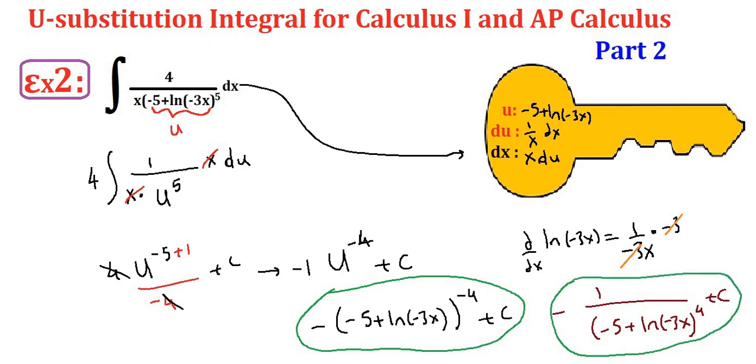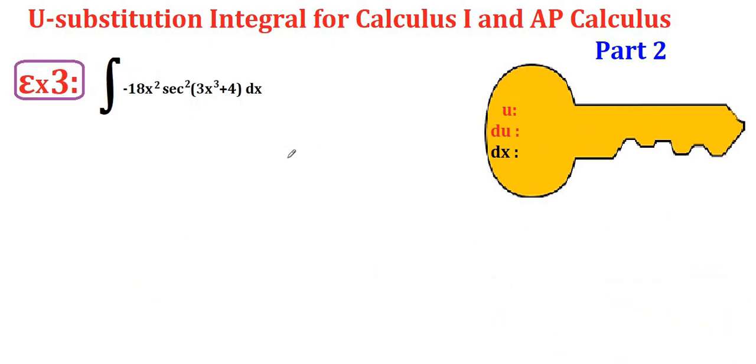Example 3. In this integral, if you observe, we're going to call this part of the integrand u, so we can cancel out the x terms. Let u become 3x to the third plus 4. Then du will be the derivative of this, which is 9x squared dx. If you solve for dx here, you obtain du over 9x squared.